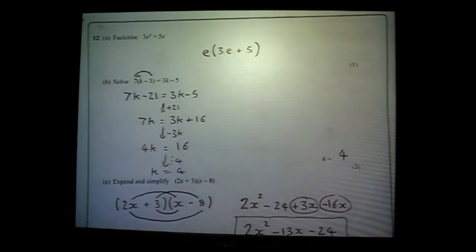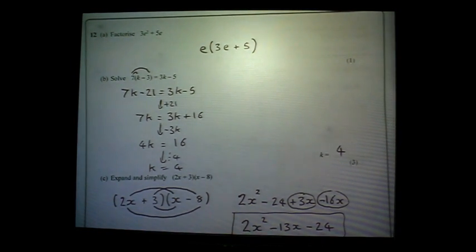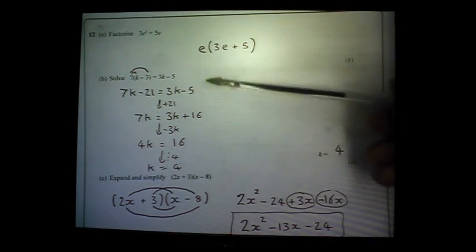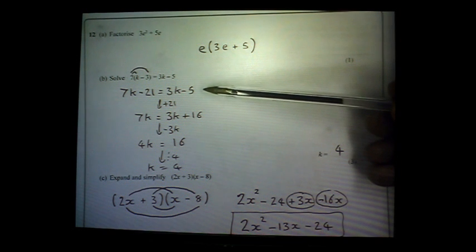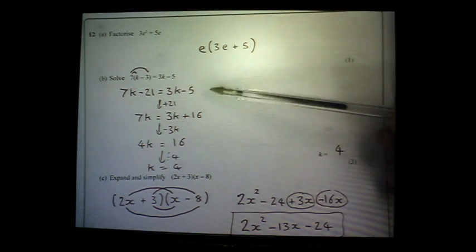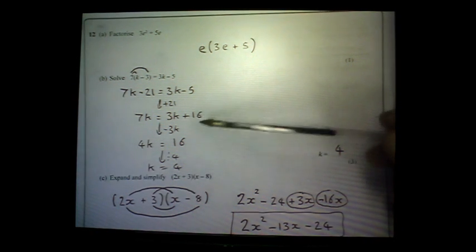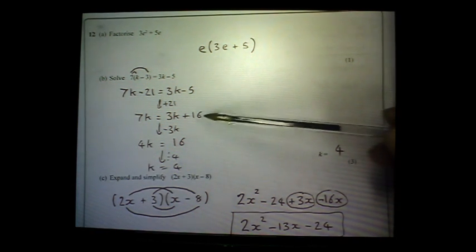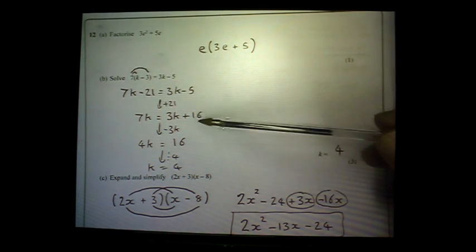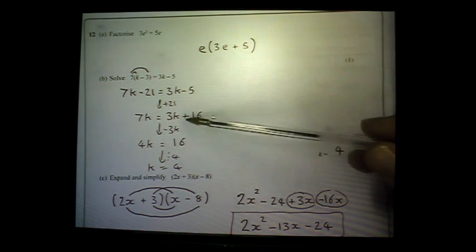3 marks for this, which is quite generous, I think. You've got to solve it. Multiply the bracket, like I've done there. Then I've just started to solve it. So when I solve them, I always get rid of the smallest number. So minus 21 is my smallest one. So I've added it to both sides. So that leaves you with 7k equals 3k, add 16. It's 16 because you've done minus 5, add 21. Gives you the 16.